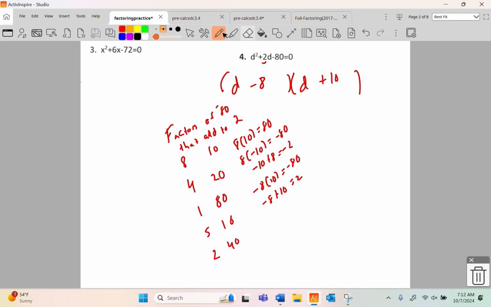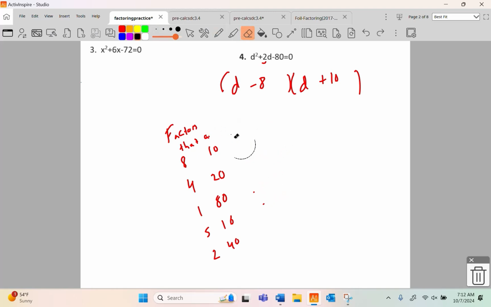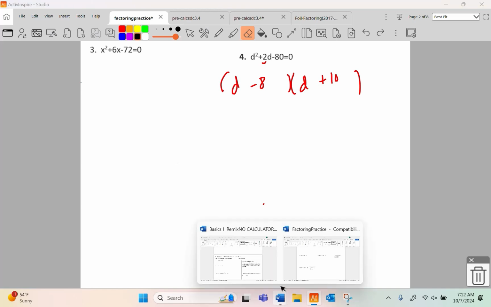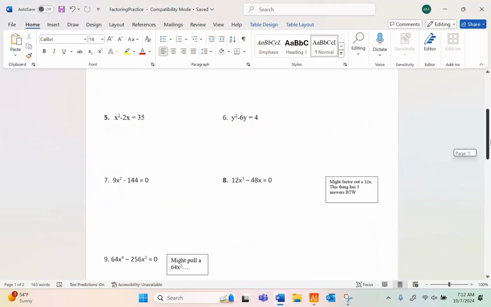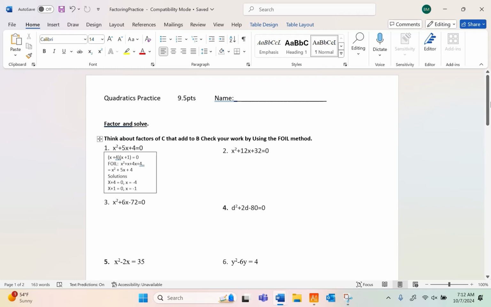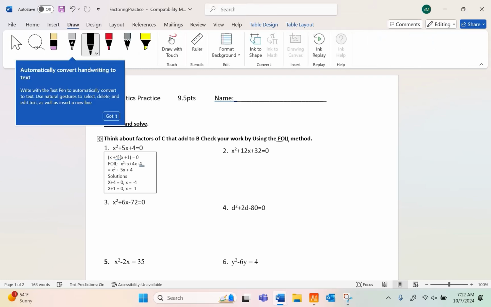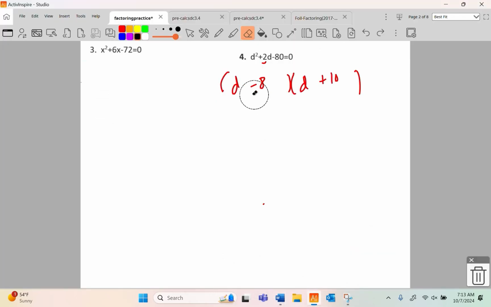Now, I'm pretty sure you're supposed to do a couple things here. I'm pretty sure you're supposed to check your work by doing the FOIL method. Yes, it says check your work using the FOIL method. And you're also supposed to solve. So let's check my work real quick. D times D, D squared, plus 10D, minus 8D, minus 80. And that's going to work because 10 minus 8 is 2.